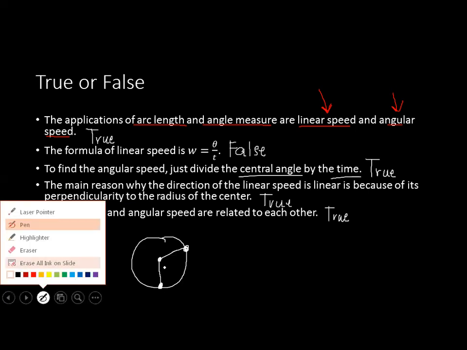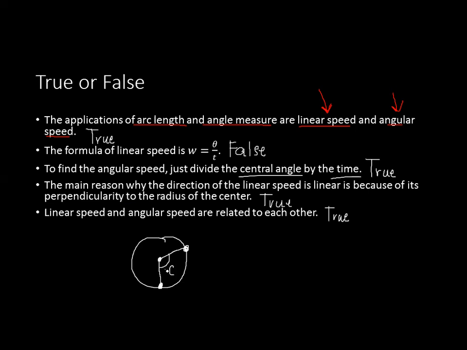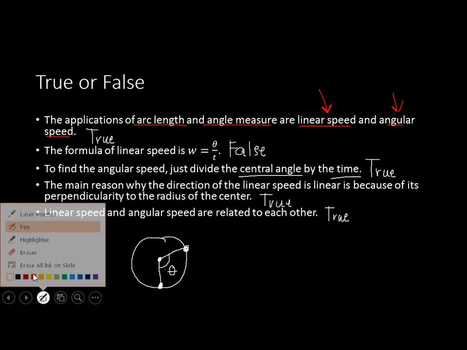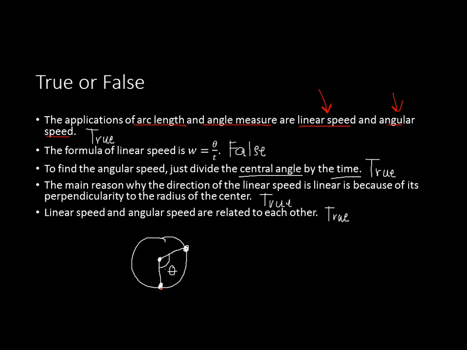There's always an angle in between. Let's say you want to find the speed of the object coming from here up to there. You need the distance, then the time duration for the object to move from the initial point up to the final point. So yes, we can use this formula to find the speed of the object moving in a circular path.